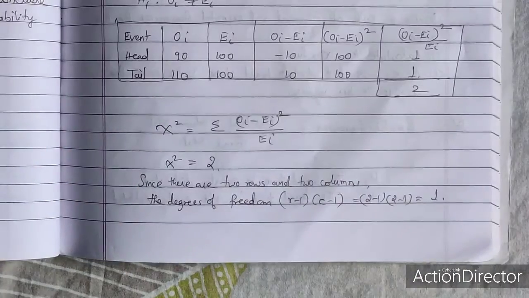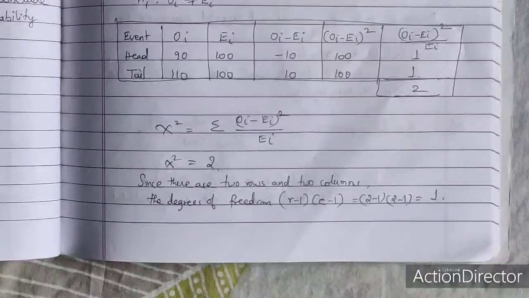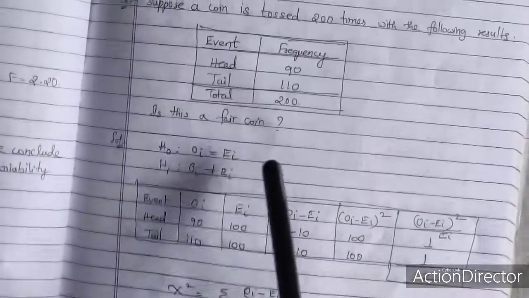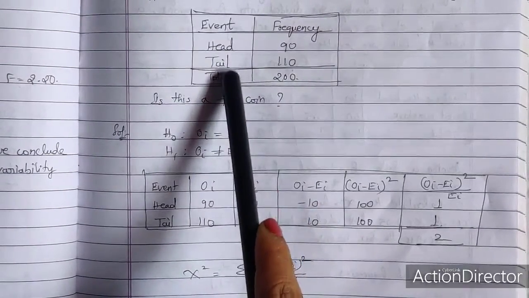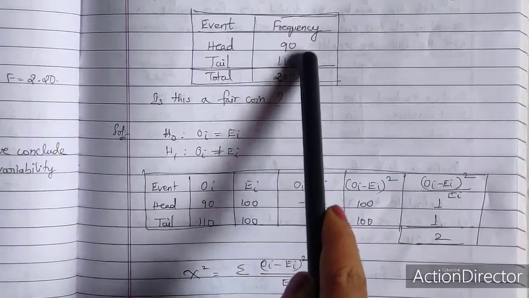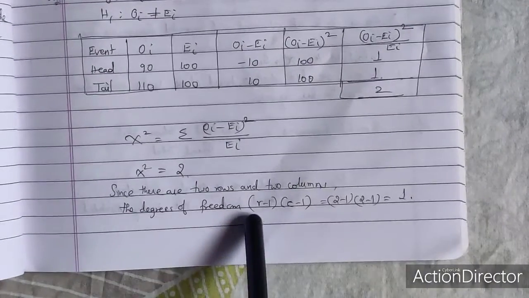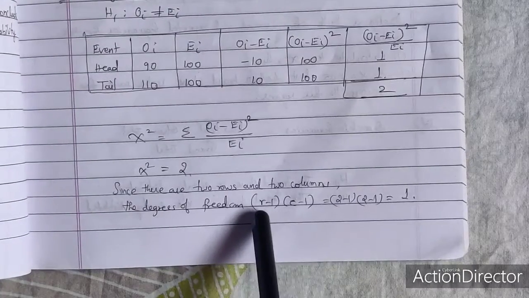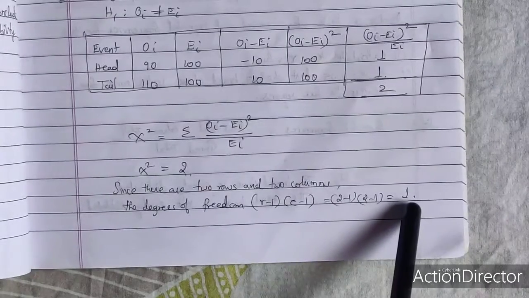Here we need to find the degrees of freedom in order to get the table value of the chi-square distribution. In this problem we have 2 rows and 2 columns. We have 2 events, heads and tails, and we have 2 values also. To find the degrees of freedom we use the formula (R minus 1) into (C minus 1), that is, number of rows minus 1 times number of columns minus 1, which is (2 minus 1) into (2 minus 1), which gives 1.